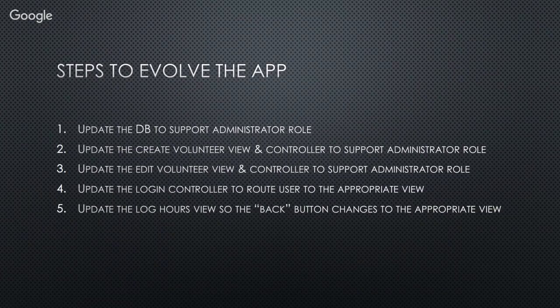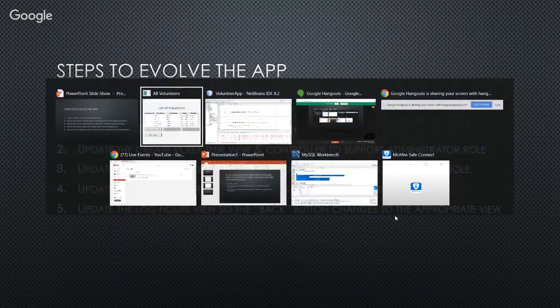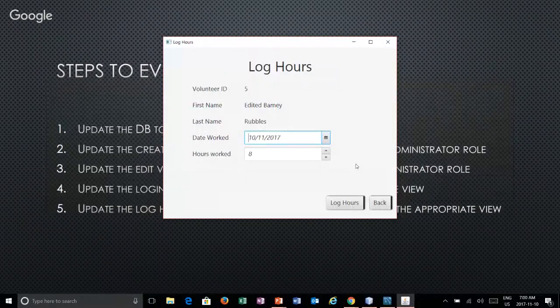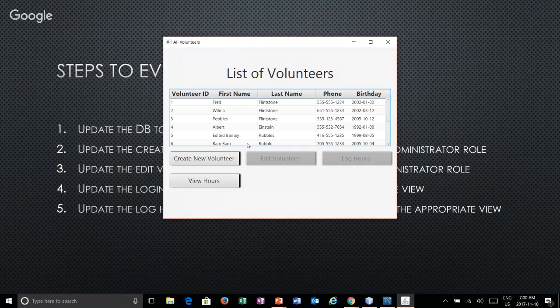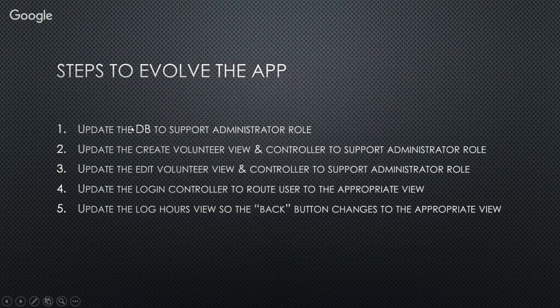And then we're also going to have to update what happens with the log hours view so the back button makes more sense. So right now, if I took someone straight to the log hours screen after they logged in, there's a back button, and this should take them somewhere appropriate. But right now, it's going to take them back to here, which is not appropriate. So there's a lot of steps we're going to have to take. I might even break this into a couple different video pieces. But let's start with the simple stuff. Let's update the database to support our administrative role.